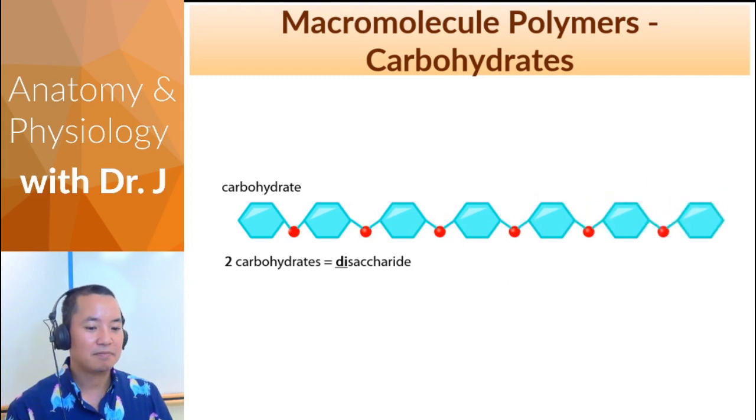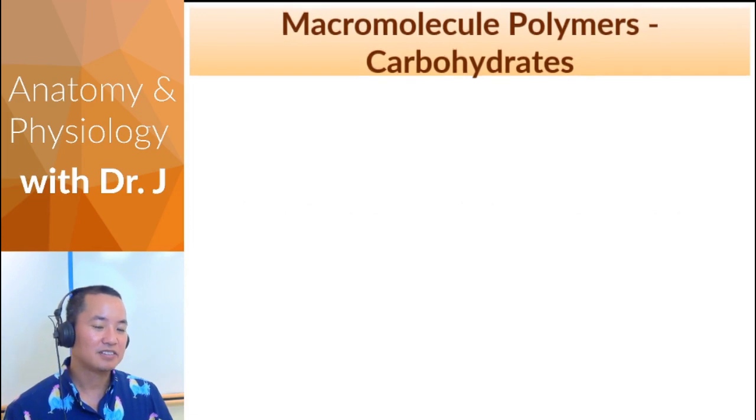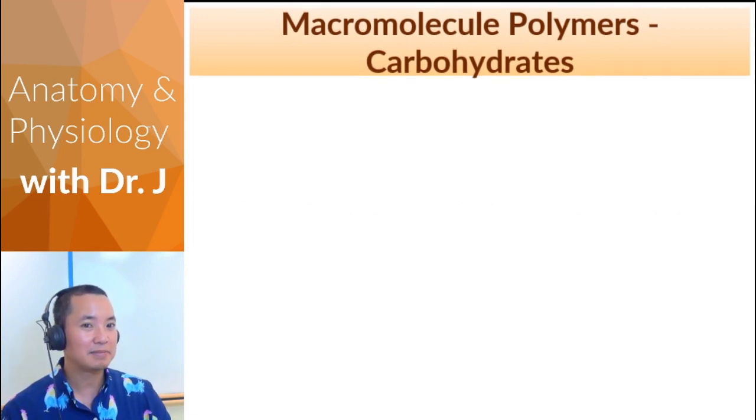Then when you have many saccharides put together, remember, just like things like polyuria, that means much urine. Same with carbohydrates. Poly means many, so many carbohydrates is a polysaccharide. So are there different ways? As long as you have many carbohydrates chemically linked together, you have a polysaccharide. There are different ways of arranging it.